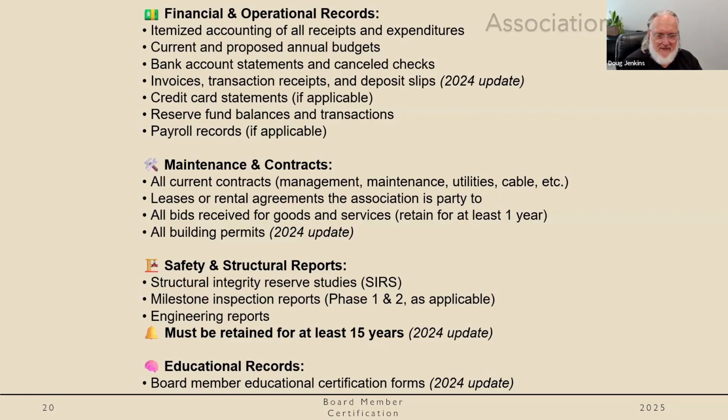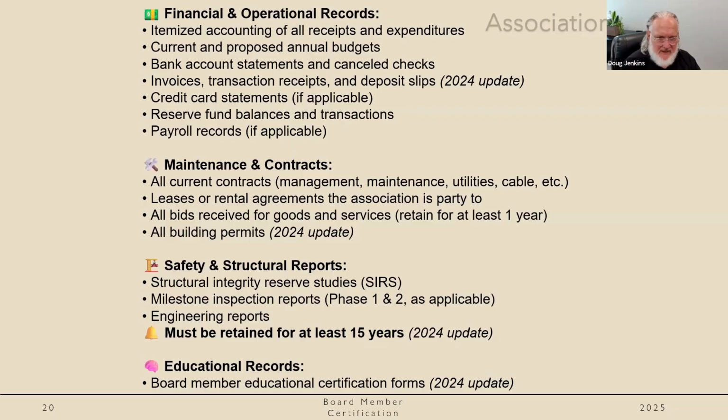Credit card statements, if you have credit cards, reserve fund balances and transactions, and payroll records, if that's applicable. Maintenance and contracts, all the current contracts, the management contract, maintenance contracts, utilities, cable, whatever they might be. Any leases or rental agreements the association is party to. All the bids received for goods and services have to be retained for at least 1 year. That's all bids, not just the bids that were awarded, not just the bids we decided to move forward with for the project. All bids for goods and services in the last year are part of the official records.